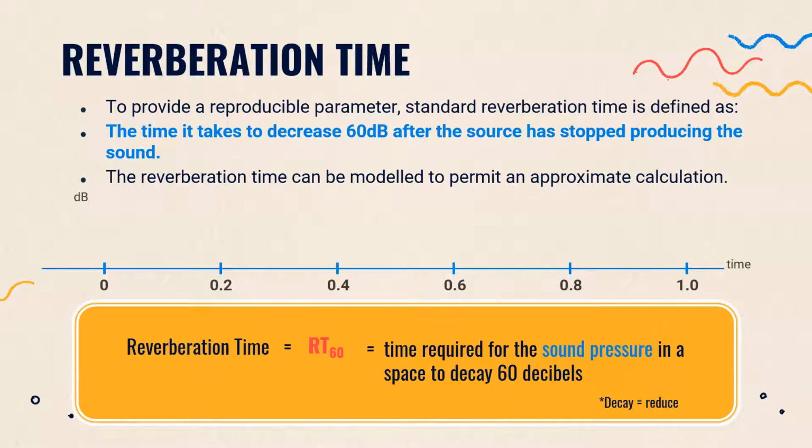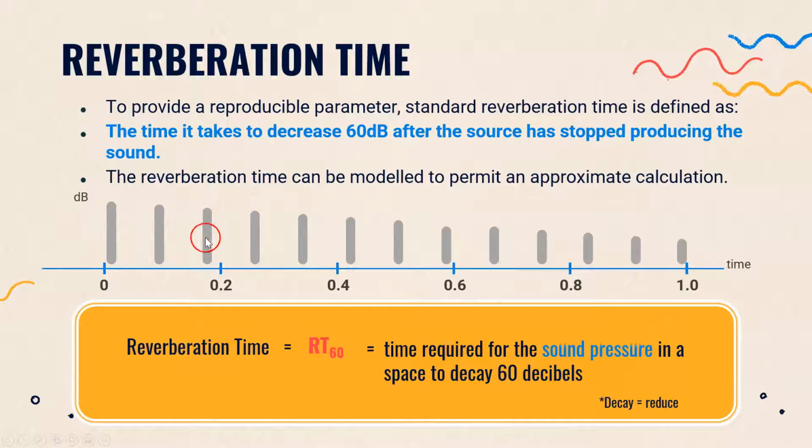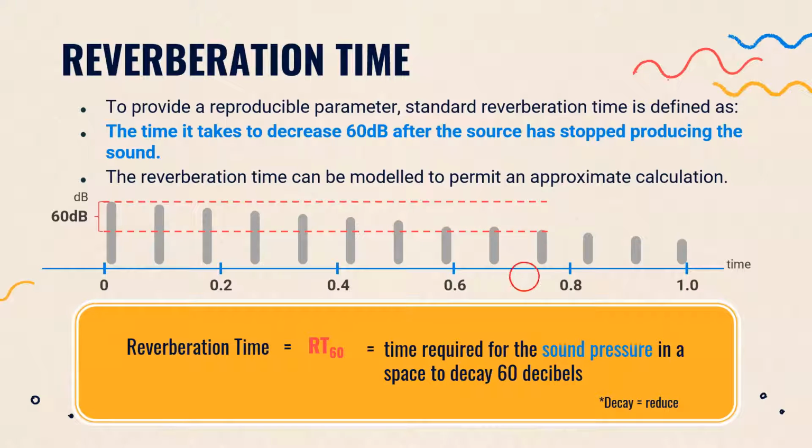I will explain more by using diagram. So when sound propagates away from its source, it becomes lower. So let's say the difference from here to here is 60 decibel. So the RT is over here, around 0.75.